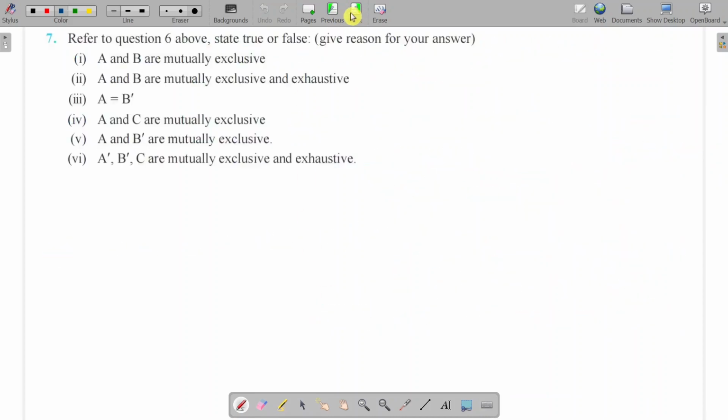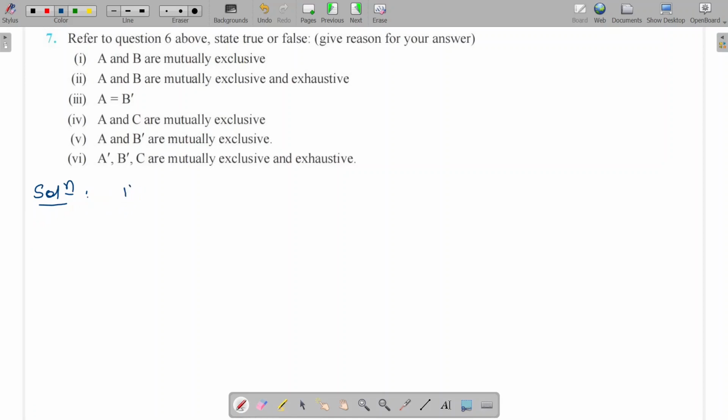So now let us go to the 7th one. Now here what is given is: refer to question 6 above, state true or false, give reason for answer. First, A and B are mutually exclusive; second, A and B are mutually exclusive and exhaustive; third, A is equal to B complement; fourth, A and C are mutually exclusive; fifth, A and B complement are mutually exclusive; sixth, A complement, B complement, C are mutually exclusive and exhaustive. Okay, so solution.